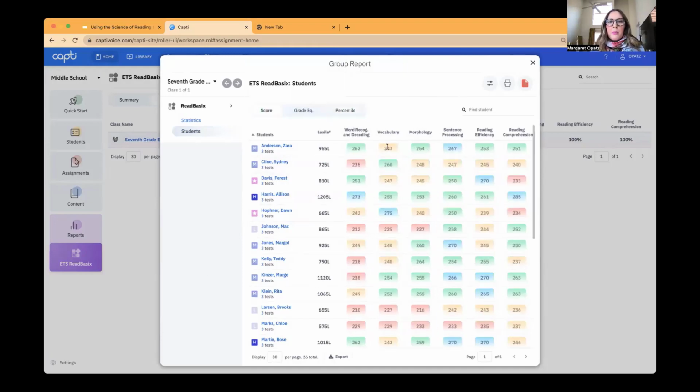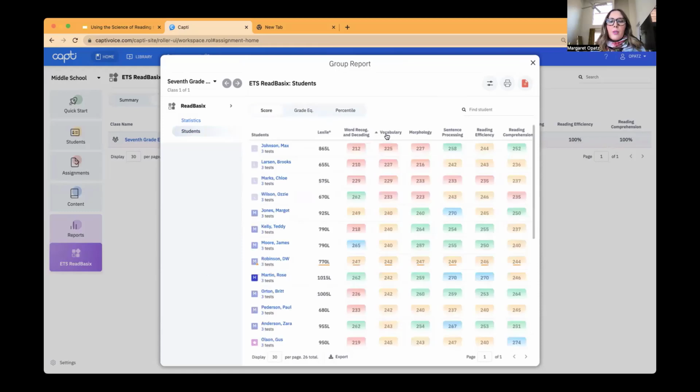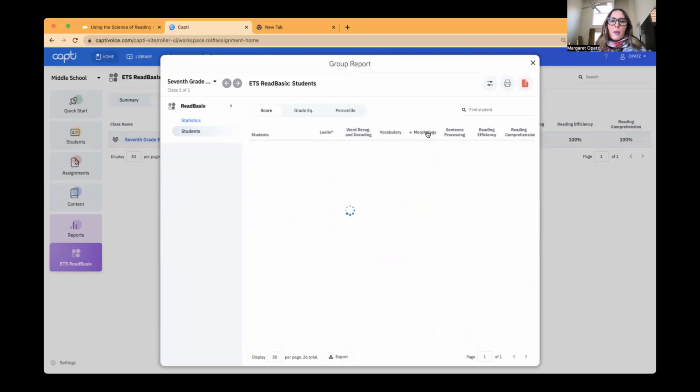I'm going to click back on score. One thing that's nice is each of the columns can be sorted. So here I could look and see how to group students based on vocabulary and the intervention that they may require within the class. I can do this for each of the subtests.